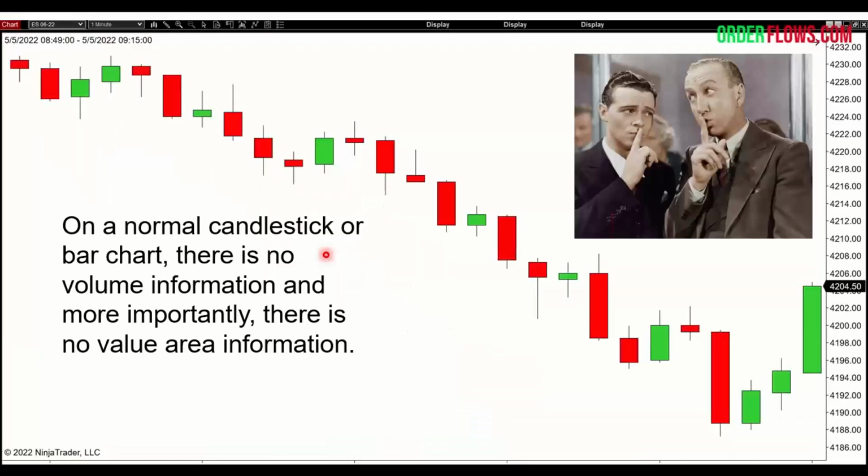And on a normal candlestick or bar chart, there's no volume information. More importantly, there's no value area information. This is that same move right here. This is the first bar.